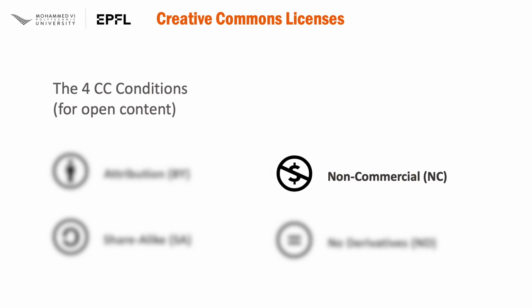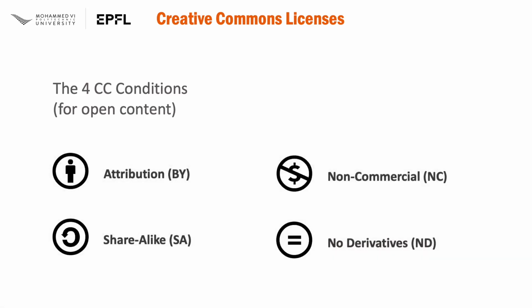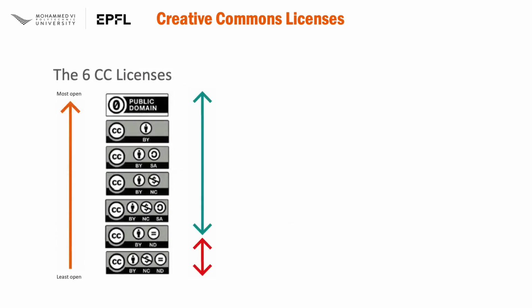And finally, the right to make derivatives. The non-derivatives condition does not allow the work to be altered or remixed. Only identical copies of the work may be redistributed without additional permission from the creator. So, by combining these 4 permissions, we obtain 6 licenses, which can be used to mark the conditions under which a work may be disseminated for free.